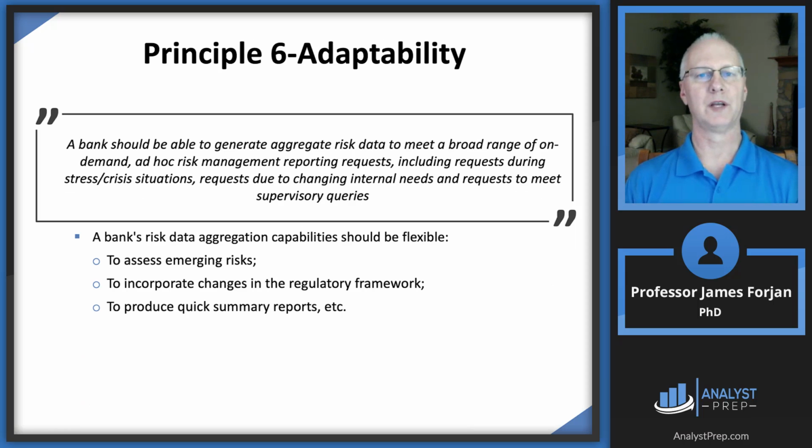How about principle 6, adaptability? Banks should be able to generate aggregate risk data to meet a broad range of on-demand, ad hoc risk management reporting requests. So going back to my commercial lending example, what did I say? We have about 100 of these loans out.